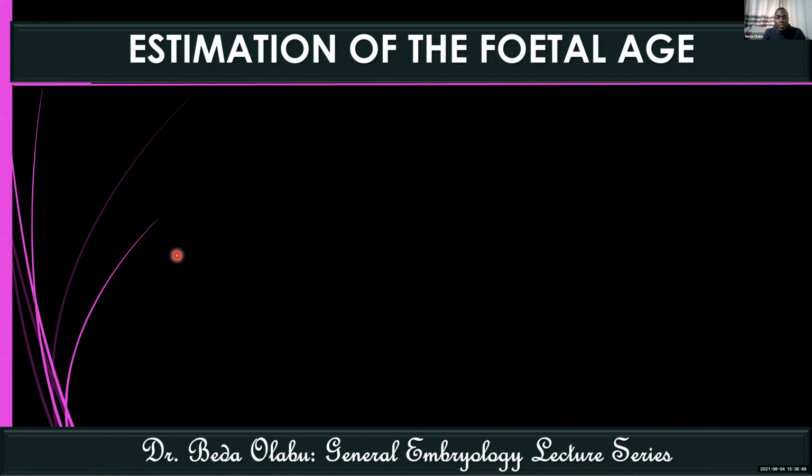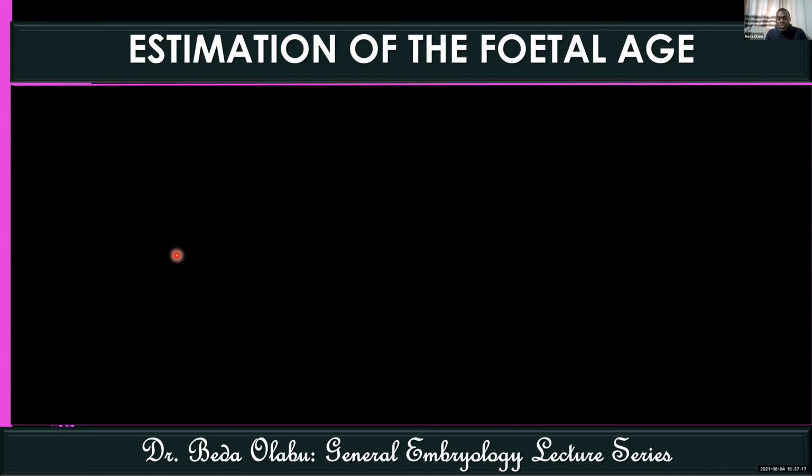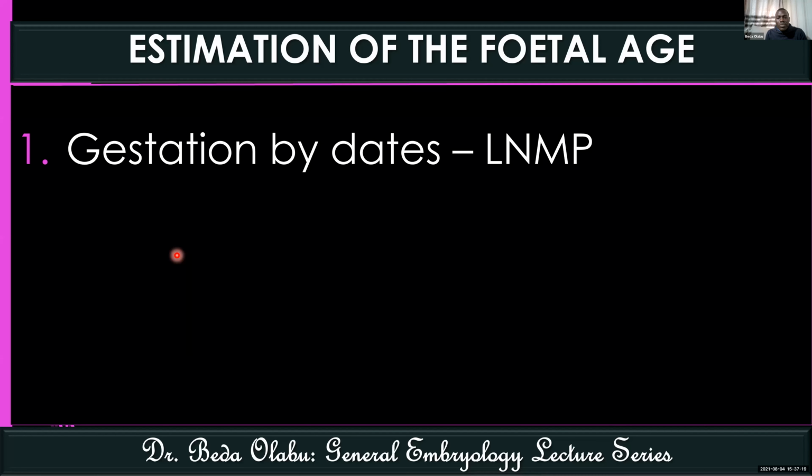Finally, as we talk about the fetal period of development, I want us to talk about how we estimate the fetal age. How do we know how old the baby is using ultrasound? Okay, let's discuss all of them first, then we'll talk about using ultrasound. How do we know how long the pregnancy has lasted? The easiest is just to ask the mother, when was your last normal menstrual period?